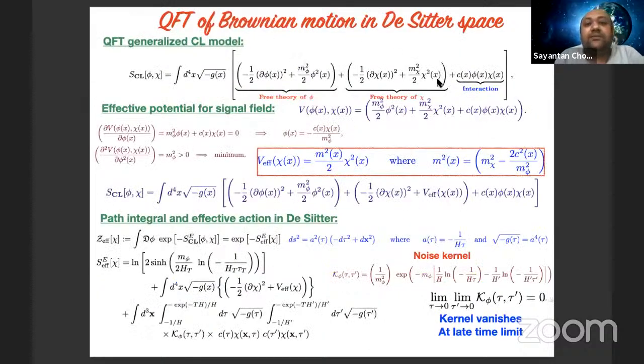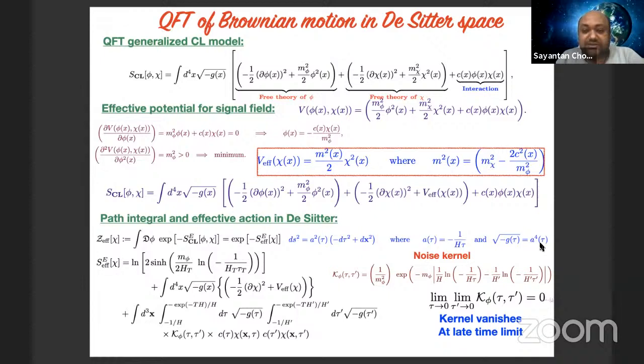This is the Brownian motion model that we have used, which is the quantum field theoretic generalization of the Caldeira-Leggett model. There is a free theory of scalar field phi and a free theory of scalar field chi, and they are interacting through this interaction term. This is minimally coupled with a gravitational background, and for our purpose, we have chosen this background to be de Sitter space. The metric is written in a conformal form with this scale factor and the square root of this determinant.